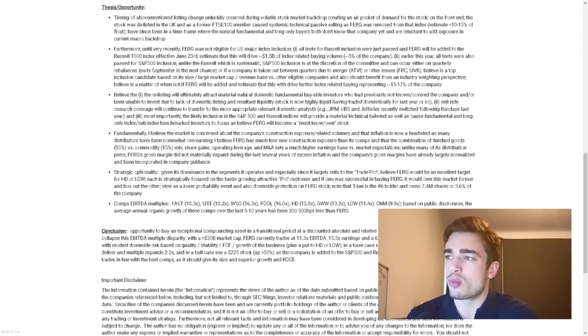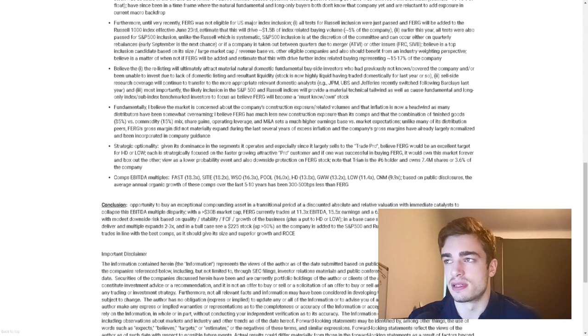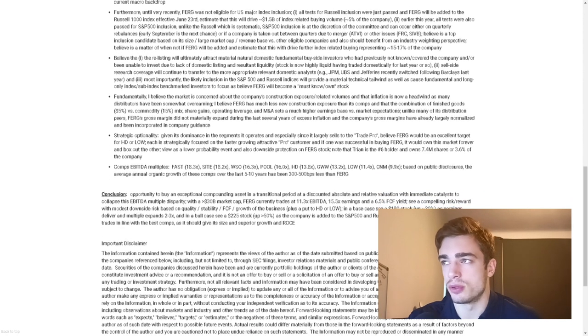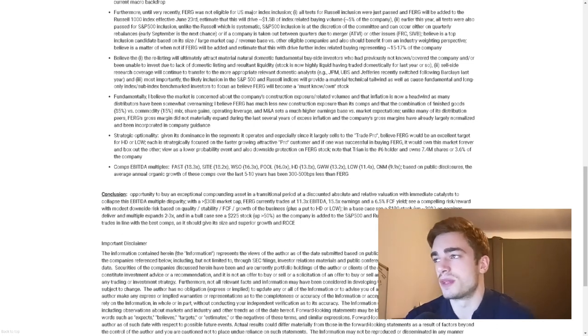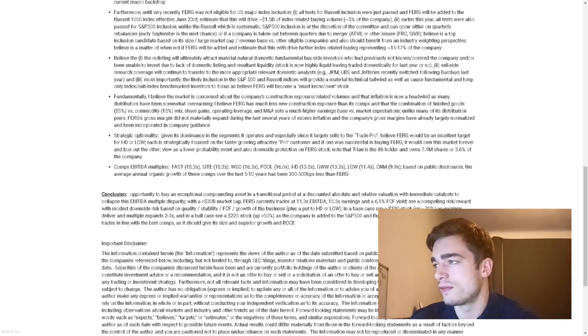Have since been in a time frame where the natural fundamental and long-only buyers both don't know that company yet and are reluctant to add exposure given the current macro backdrop. Furthermore, until very recently, FERG was not eligible for US major index inclusion. Number one, all tests for Russell inclusion were just passed, and FERG will be added to the Russell 1000 index effective June 23rd.